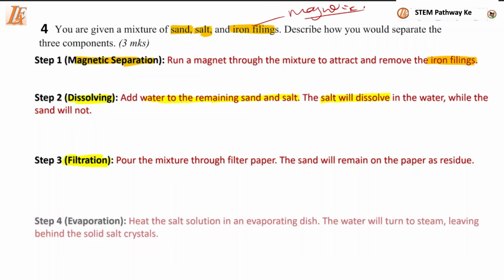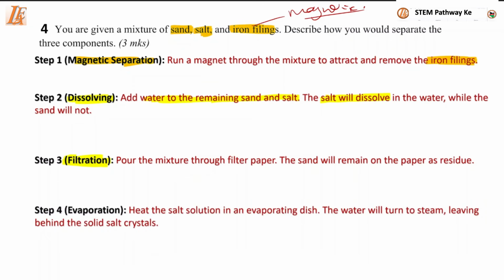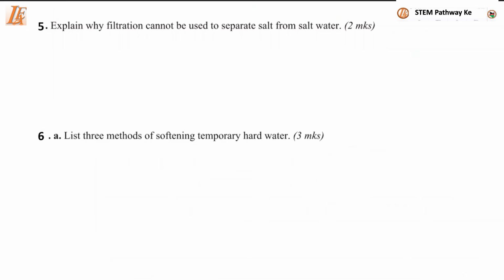Then after that, you go to another step where you can perform either evaporation, where you heat the substance, and the water in the salt solution will evaporate, and you remain with salt in your evaporating dish. Or you can perform crystallization, or even a simple distillation, where the water goes and you remain with solid salt crystals. So those are the 4 steps involved in separating a mixture of sand, salt, and iron filings.